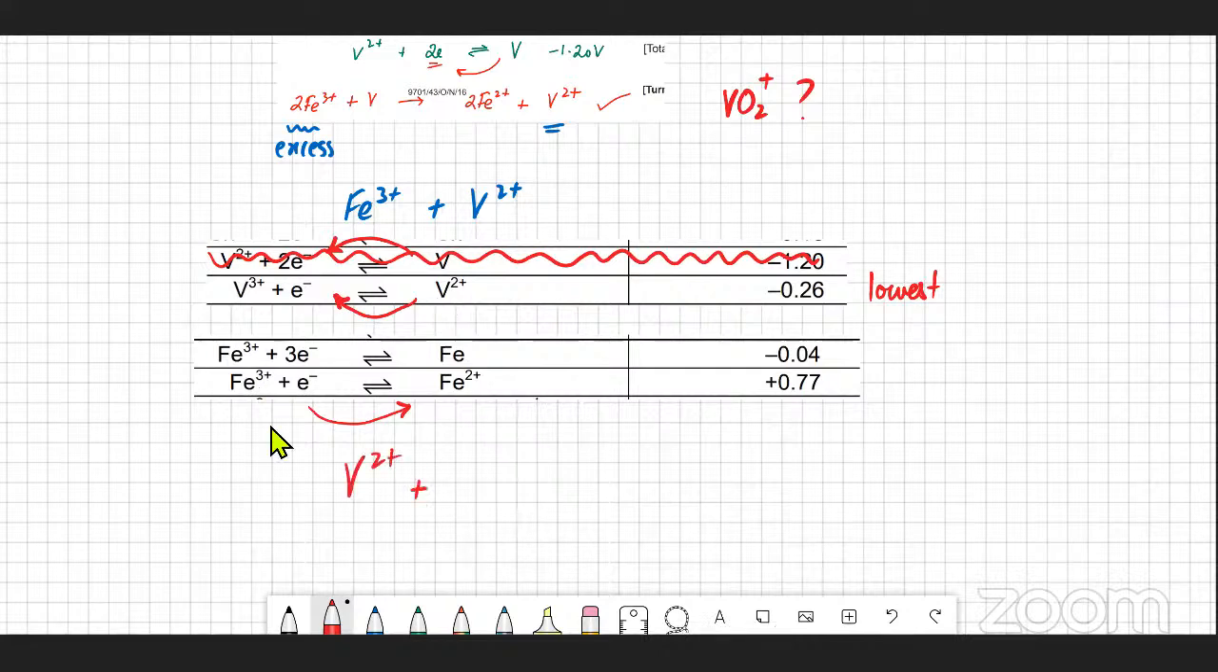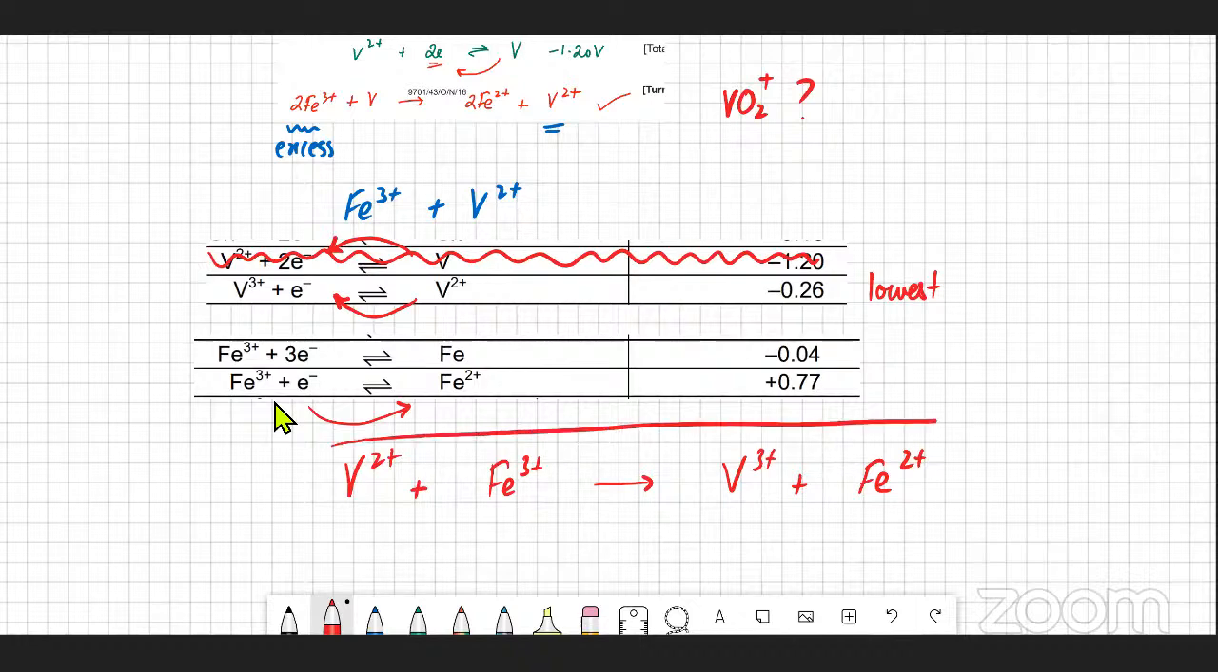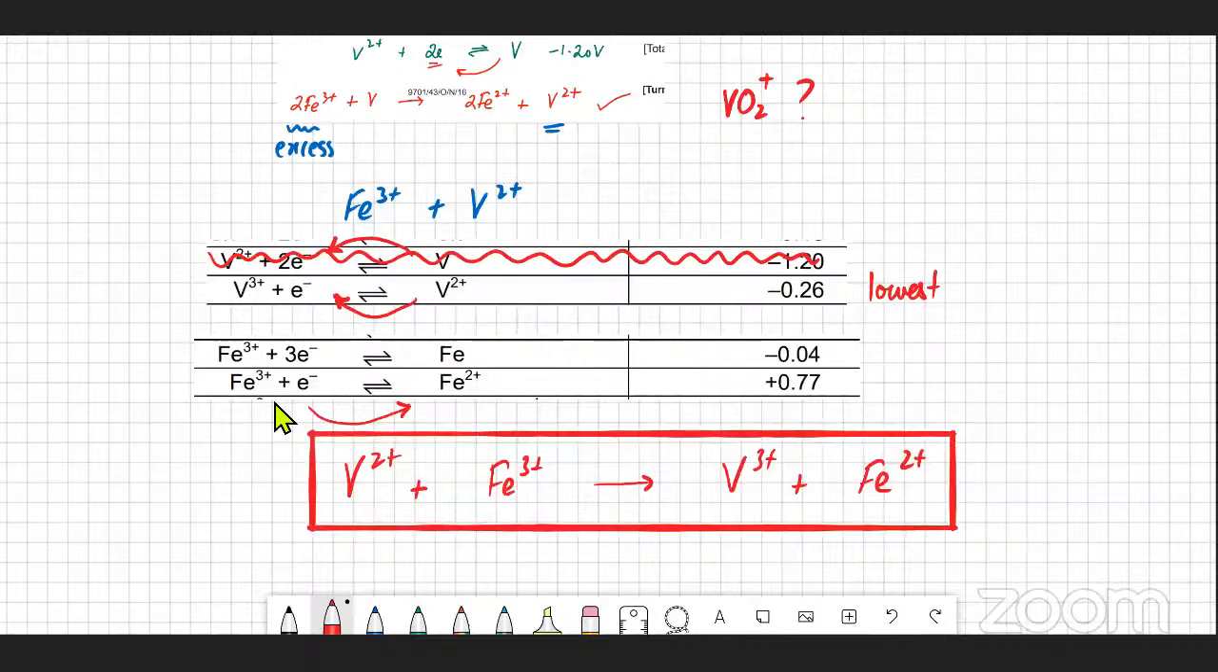Reacting with what's the reactant over here? That's Fe3+. And the products I have are, in the first one, V3+, and in the second one, Fe2+. So the reaction happens again. Okay, this time it's this reaction. Let's circle this. So now there's a second reaction happening, but still there is no VO2+.